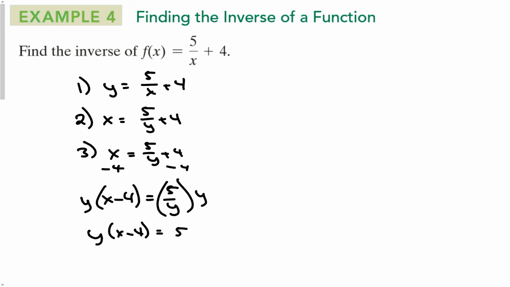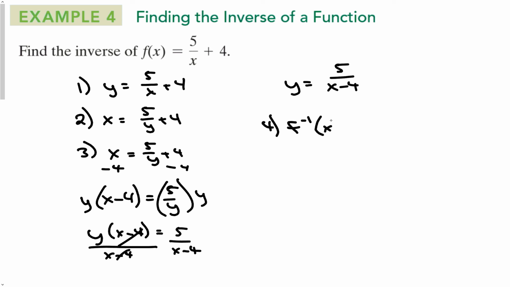Now I could distribute, but there's an easier way, and that's now I have multiplication. Just divide the x minus 4 out. Those cancel, and my new function is y is equal to 5 over x minus 4. And step 4, this is a function. So these two functions are inverses of each other.